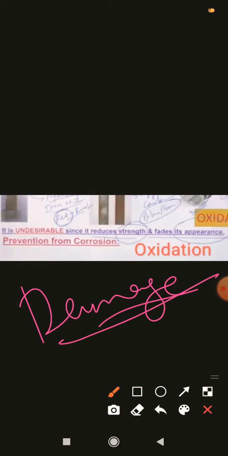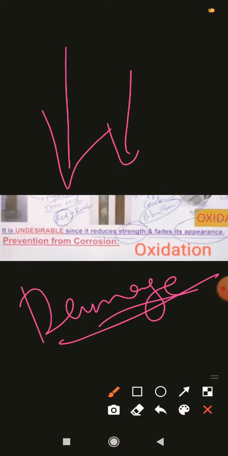So by oxidation, means by corrosion, what happens? The desired structure of that metal gets damaged. Understood? It is a bad thing. It also damages the appearance. For example, when iron corrodes, it fades its appearance and also reduces its strength, means it decreases its power. So it is not useful and it is undesirable.